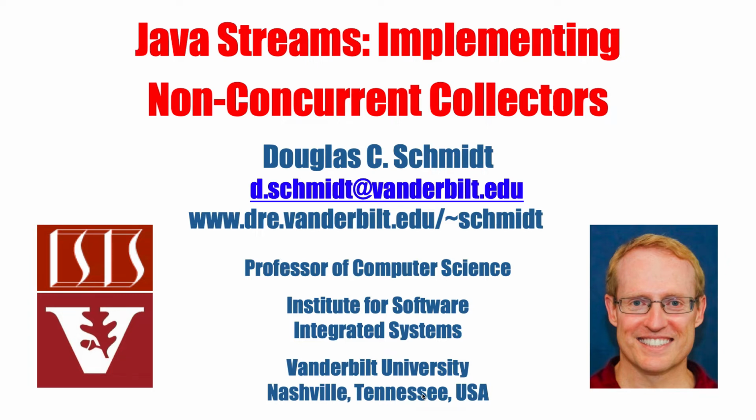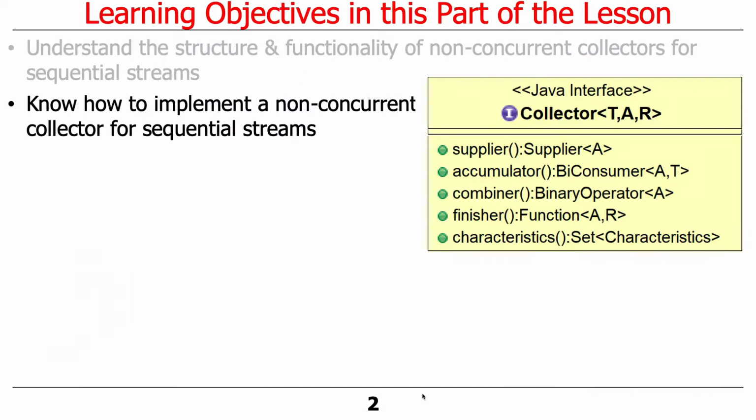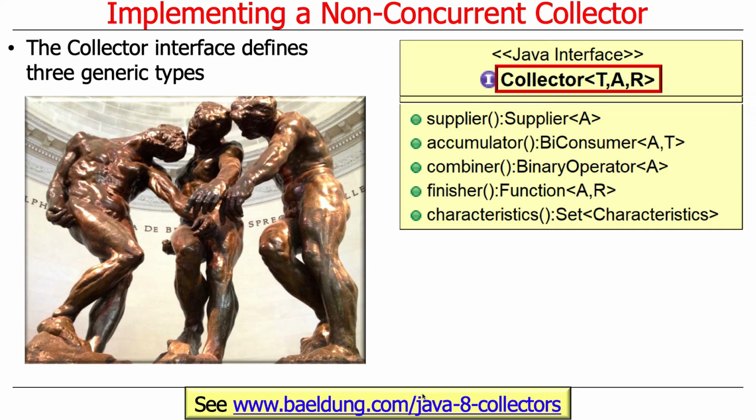So now that I've talked about what a non-concurrent collector is, let's talk about how you might implement such a class or such an interface. And as you'll see in our discussion, I'm going to show you how to do this for sequential streams, and we'll talk about each of those 5 methods you see here on the slide.